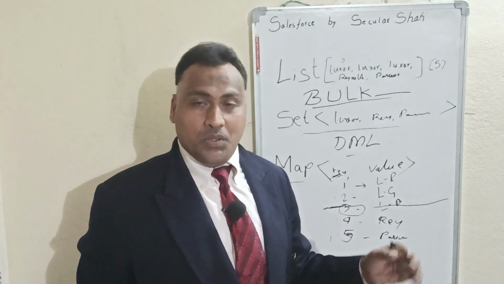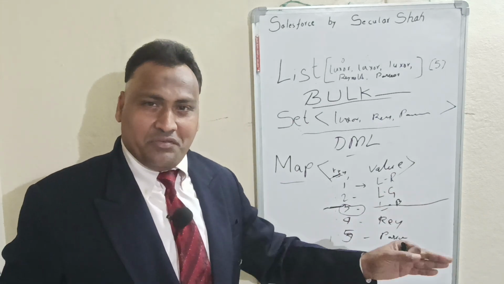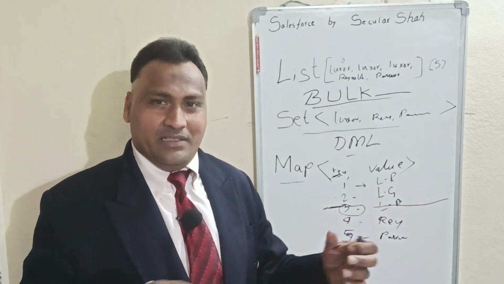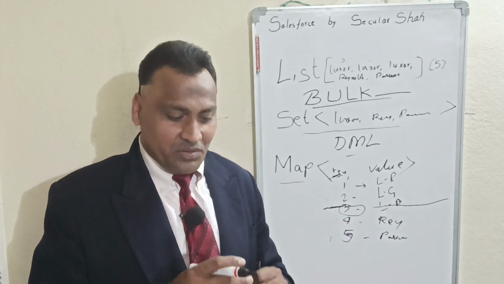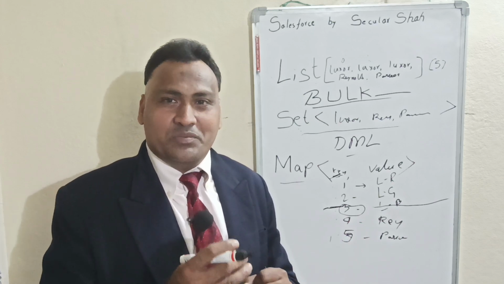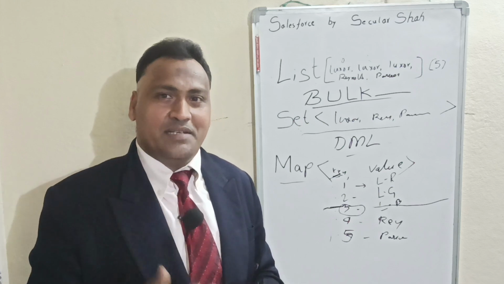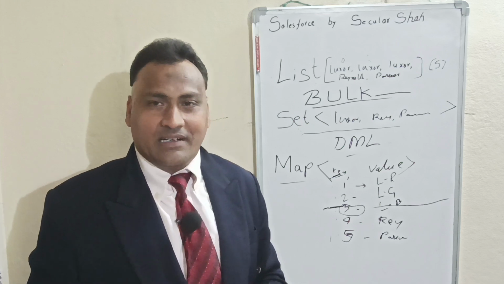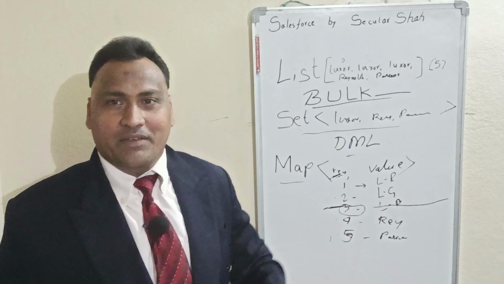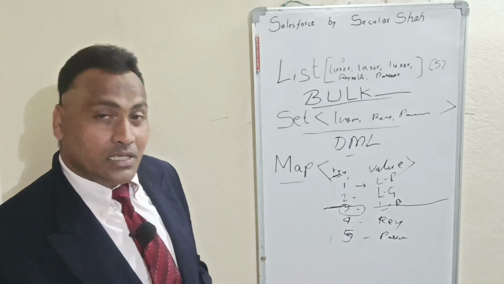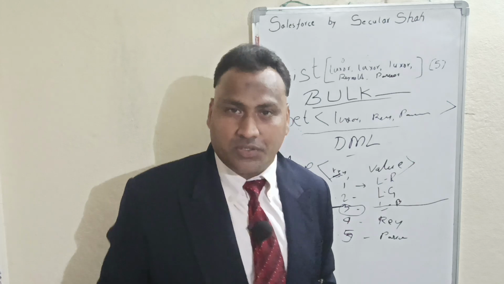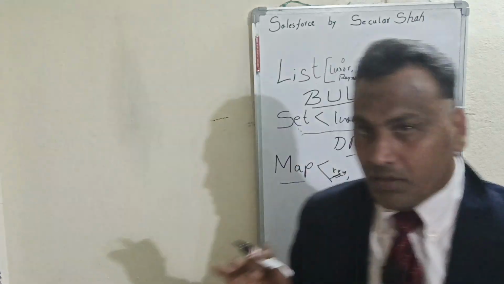Up to 1, 2, 3, 4 records, no problem, even if you do it that way. But when you go to bulk, with more records, the governor limits are hit. At runtime you don't have any solution, you can't do anything. So for that reason, governor limits have to be taken into consideration very importantly.